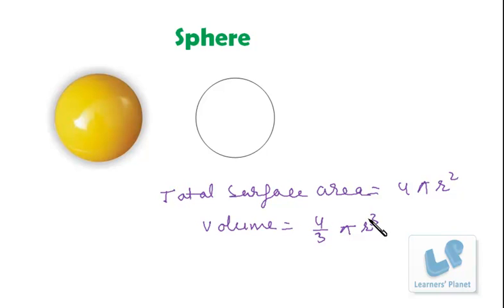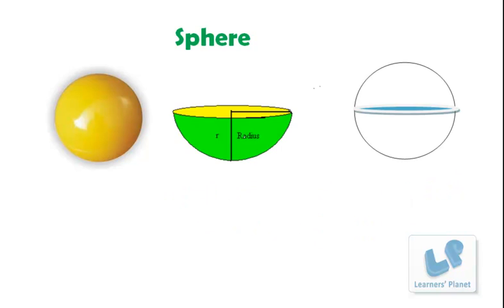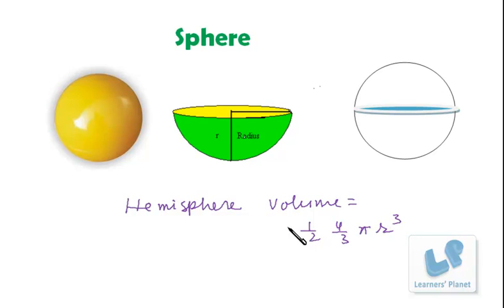Okay, now the other thing is hemisphere. Now you can see hemisphere over here. This is the complete sphere and this is hemisphere, that is half of a sphere. Okay, now if we talk about the volume of a hemisphere, it will be exactly half of the volume of sphere. Volume will be half of 4 upon 3 pi r cube. So it's 2 upon 3 pi r cube. That is the volume of this hemisphere.